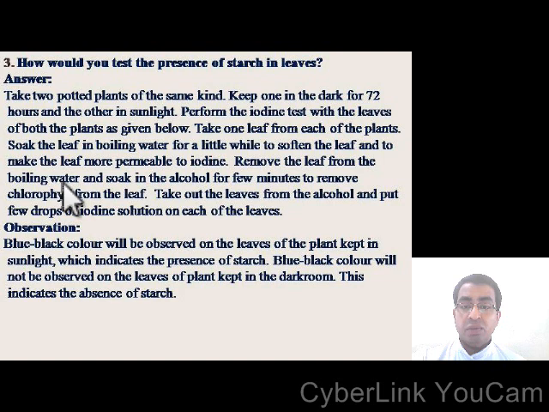Remove the leaf from the boiling water and soak it in alcohol for a few minutes to remove chlorophyll from the leaf. Take out the leaves from the alcohol and put a few drops of iodine solution on each of the leaves. Blue-black color will appear on the leaves of the plant kept in sunlight, which indicates the presence of starch. Blue-black color will not appear on the leaves of the plant kept in the dark room. This indicates the absence of starch.